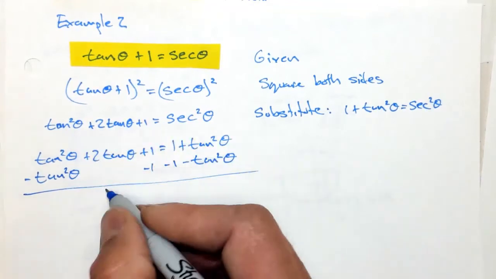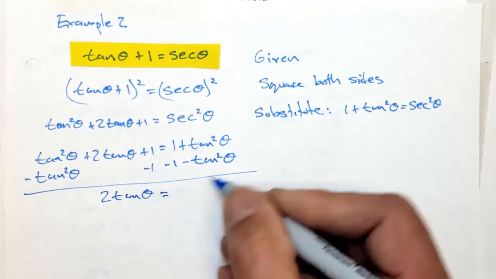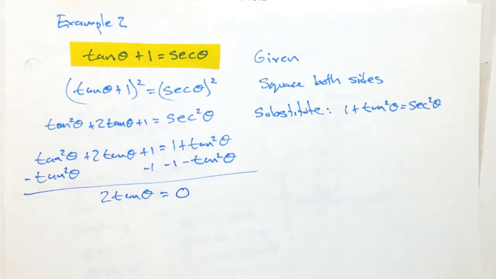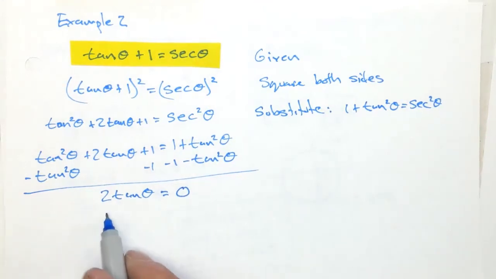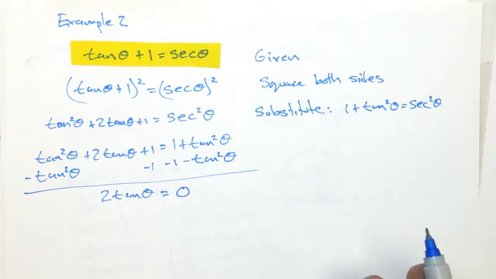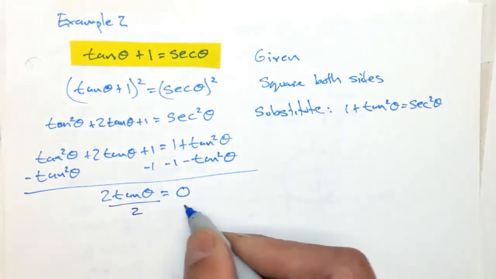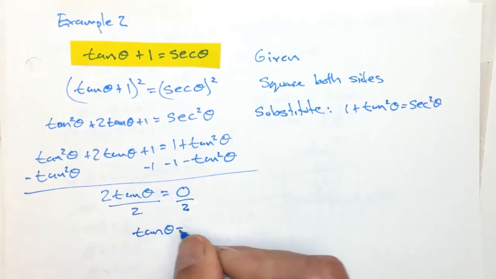So this goes to 0. That's just 2 tangent theta, equal to, looks like everything cancels on the other side. That's 0. Now I'm going to isolate tangent theta. I could just divide both sides by 2. And that gives me the tangent of theta equals 0.